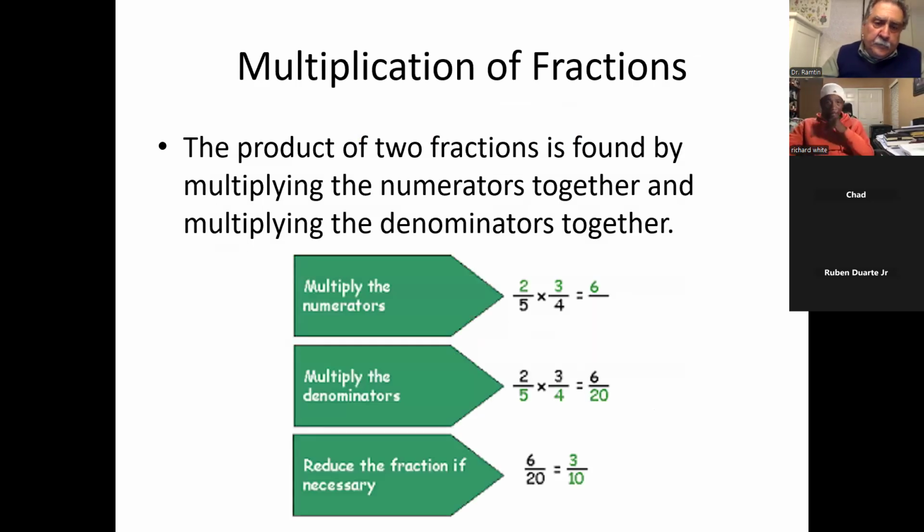Multiplication of fractions is simple. You just multiply the numerators and the denominators. If I want to multiply 2/5 by 3/4, you multiply 2 times 3, 6, and 5 times 4, 20. So 6/20 is your answer. You can simplify it: 6 divided by 2 becomes 3, and 20 divided by 2 becomes 10.